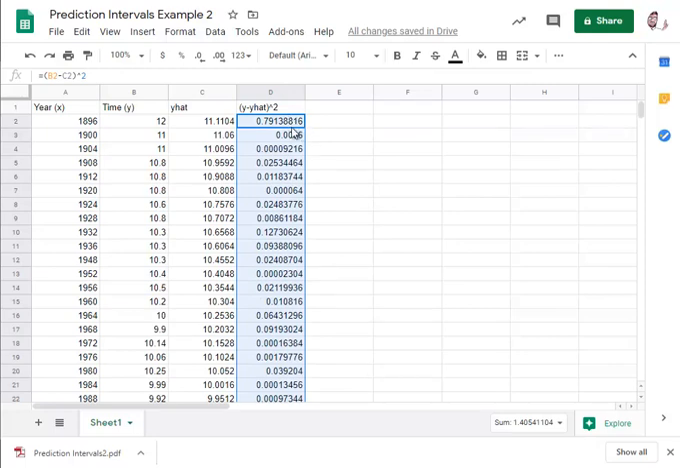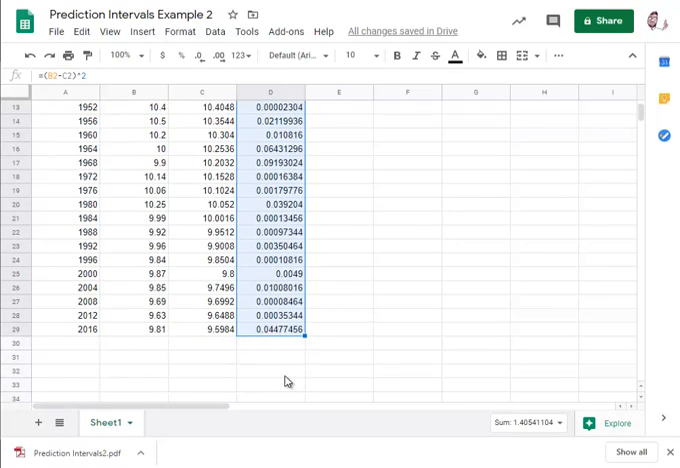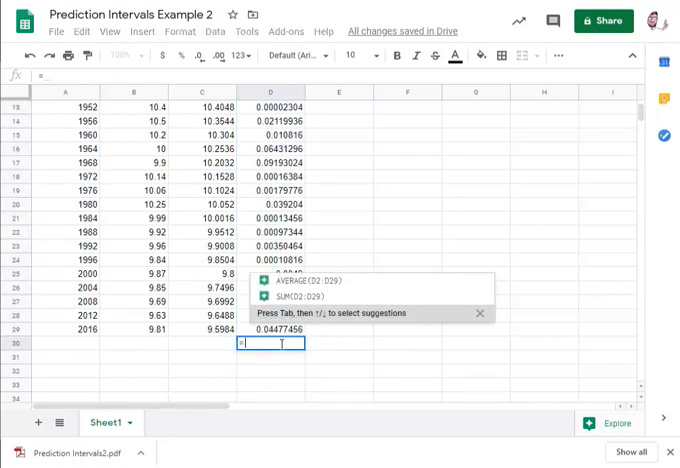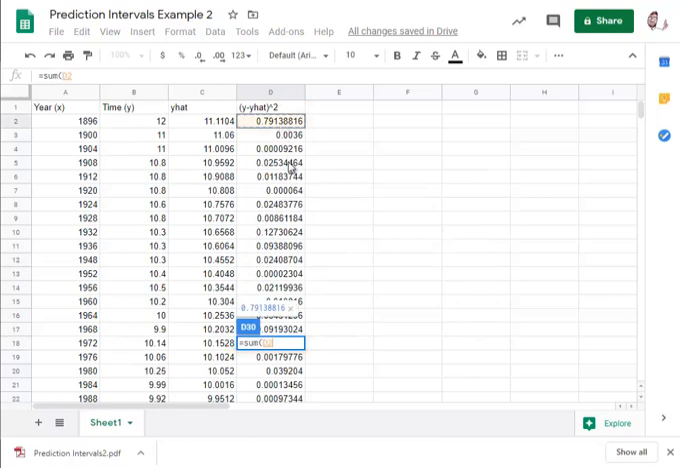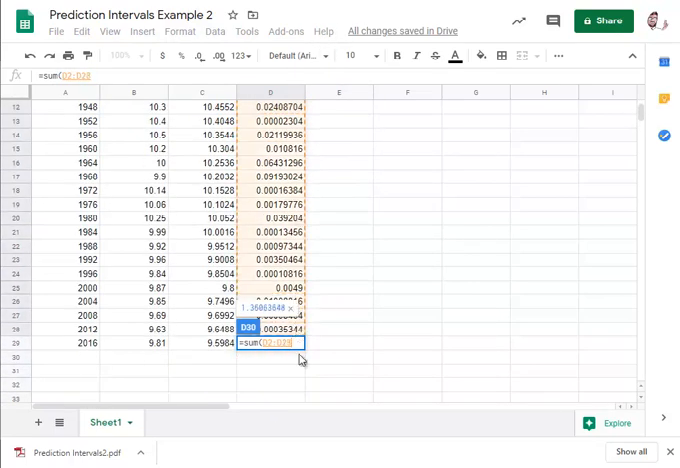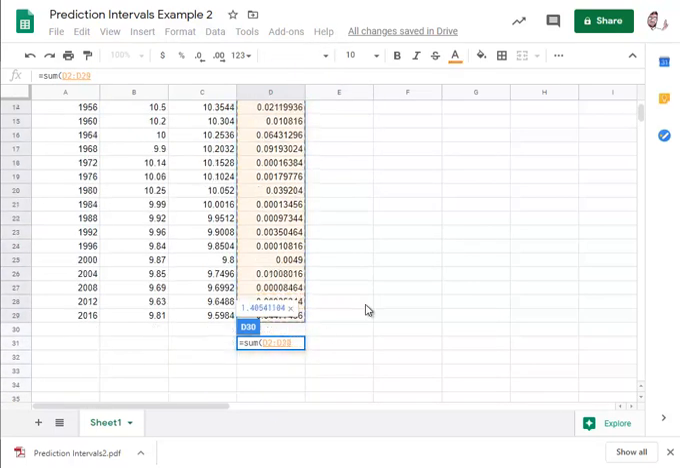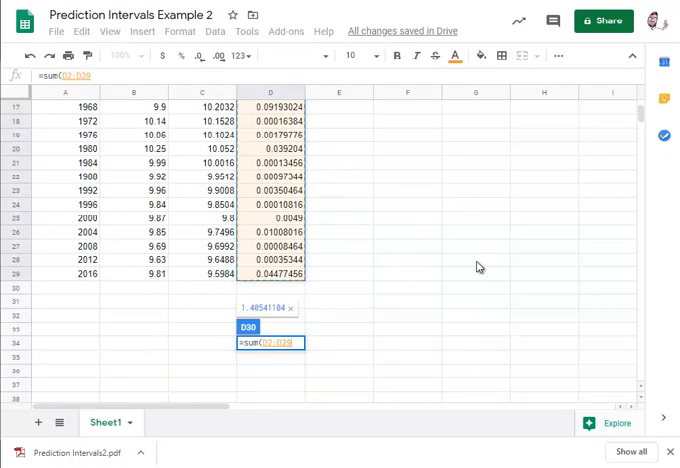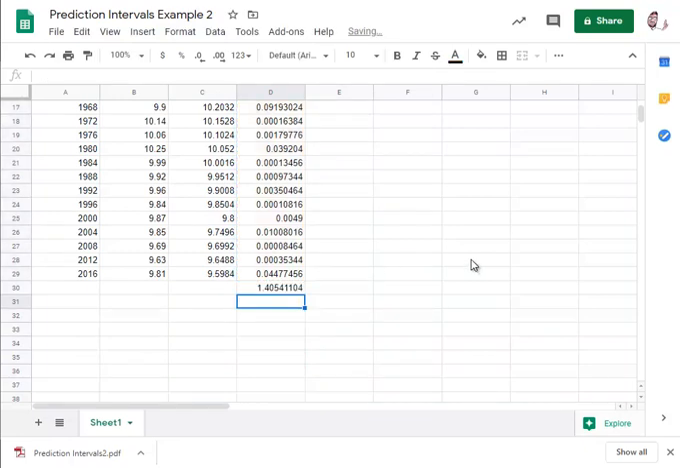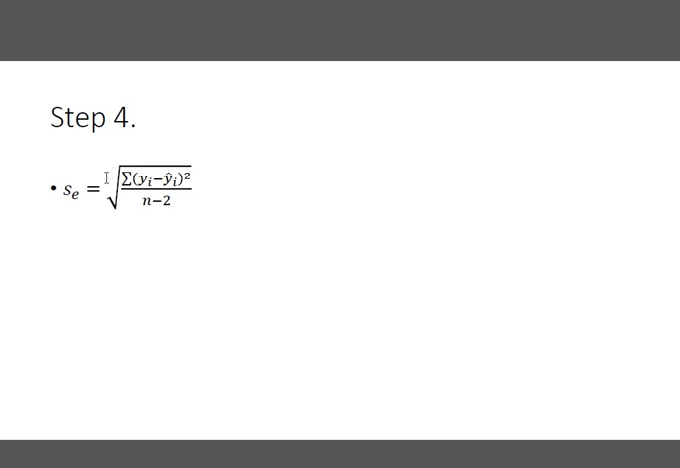So anyway, I got those all done, drag that equation down, and now I'm going to find the sum of this row. I'm going to highlight that whole entire column and then hit enter. So the sum of the difference of squares is 1.405. That's what's going to go into the top part of this equation, and we are going to divide that by the 28 minus 2.